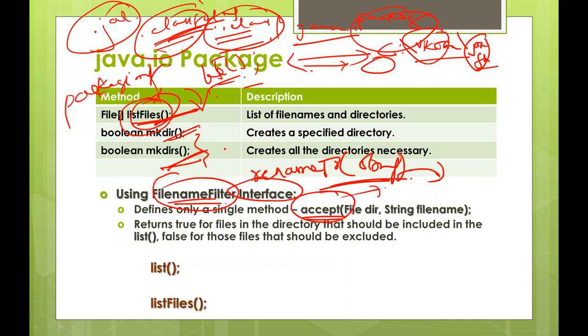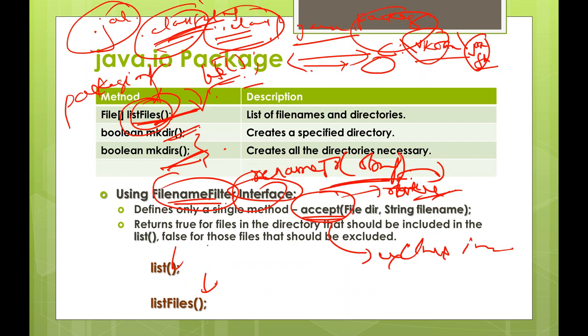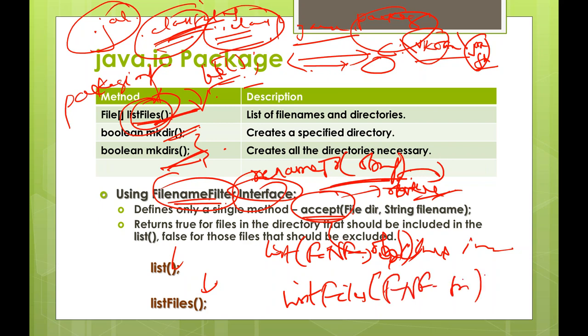For the files to be included, it returns true. The logic is, for the files to be included, it returns true, and for the files to be excluded, it returns false. Okay, you can use this FilenameFilter with list as well as listFiles. I haven't mentioned that. So the signature will be like this: list(FilenameFilter object), and then listFiles(FilenameFilter object).